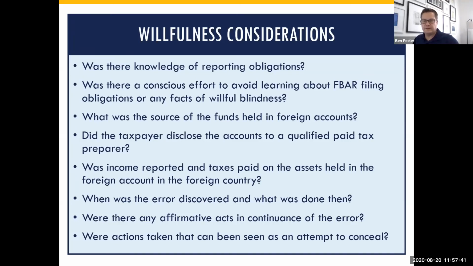Here are some of the factors that willfulness considers, right? Was there knowledge of a reporting obligation? Obviously, if there was, and then you didn't do it, you voluntarily chose not to meet your obligation. Was there a conscious effort to avoid learning about the FBAR filing? This gets back to willful blindness, or any filing. So did you find some information but not seek out more information to figure out whether or not it applied to you? You knew that there was a possibility, but you didn't vet it out.